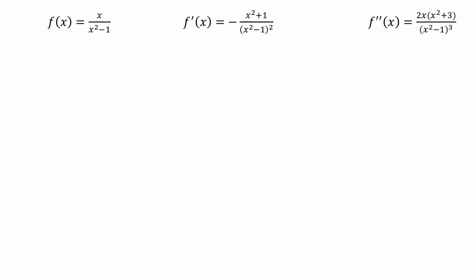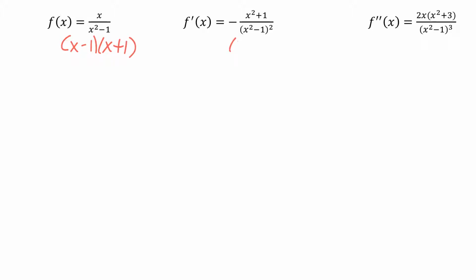Now, before we start off any curve sketching question, we want to ensure that our functions are fully factored. Often they are, but sometimes they're not. And so if we take a look here, the denominator x squared minus 1 unfortunately hasn't been factored. And so we want to factor that as x minus 1 and x plus 1.